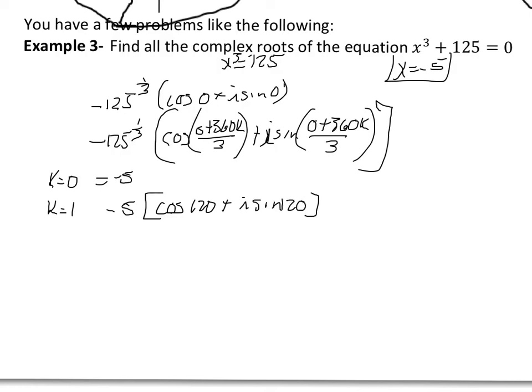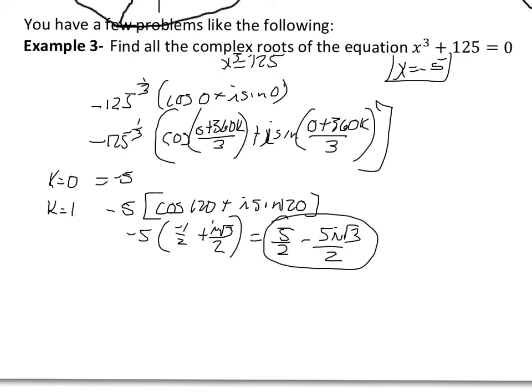What's the cosine of 120? Negative 1/2. And what's the sine of 120? It should be root 3 over 2. If we multiply that by negative 5, that gives us 5 over 2 minus 5i root 3 over 2. So there's my second complex root. Now we just do k is 2. So it gives us negative 5 times the cosine of 240.